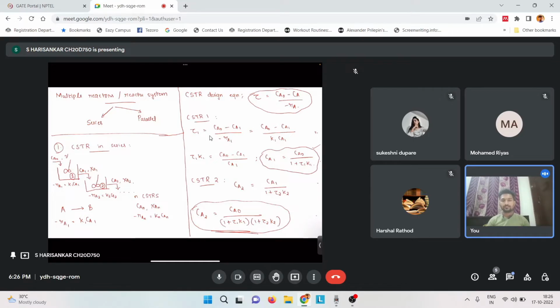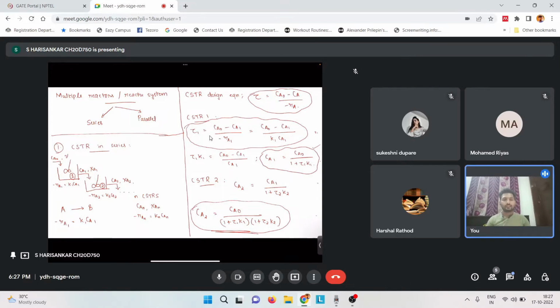And as I said, the interesting thing is, if you come across a question where you have to solve such a system, let's say two or three CSTRs in series, and you only know the inlet concentration, you can apply this design equation separately for each and every CSTR. So here in CSTR1, we applied this design equation, tau is equal to Ca0 minus Ca by minus Ra for just CSTR1. So we'll have the design equation like this: tau 1 is equal to Ca0 minus Ca1 by minus Ra1. So that is the design equation for CSTR1.